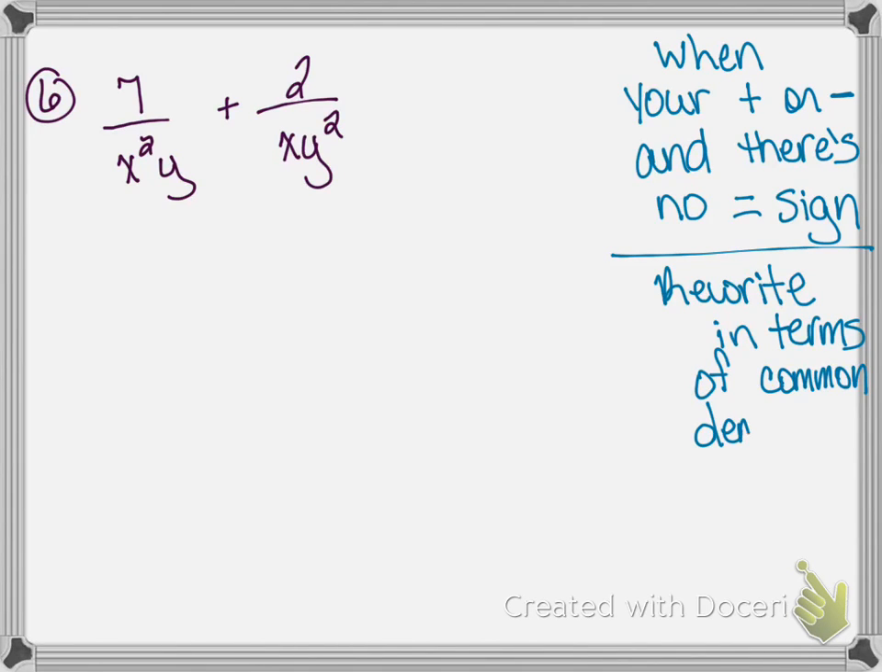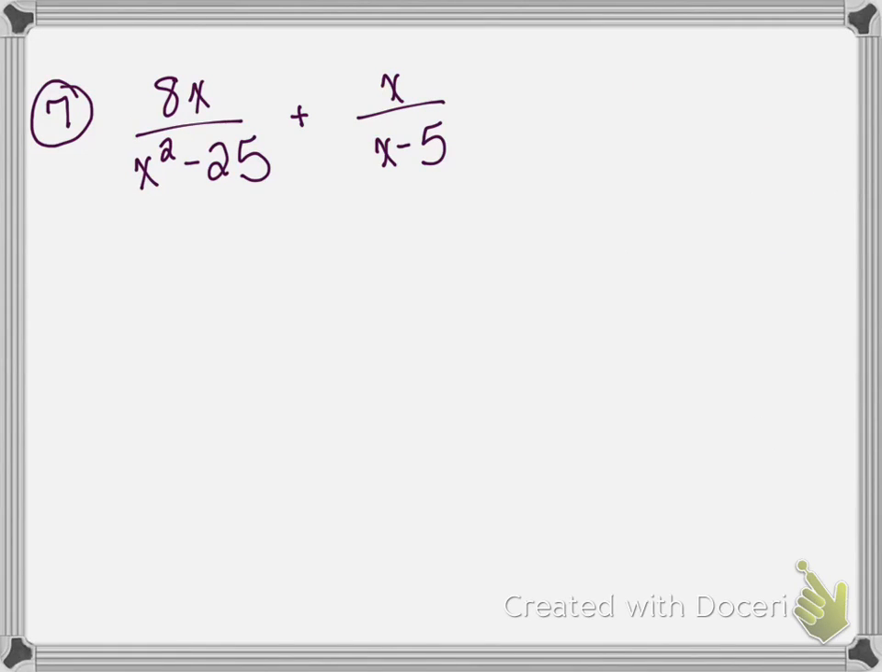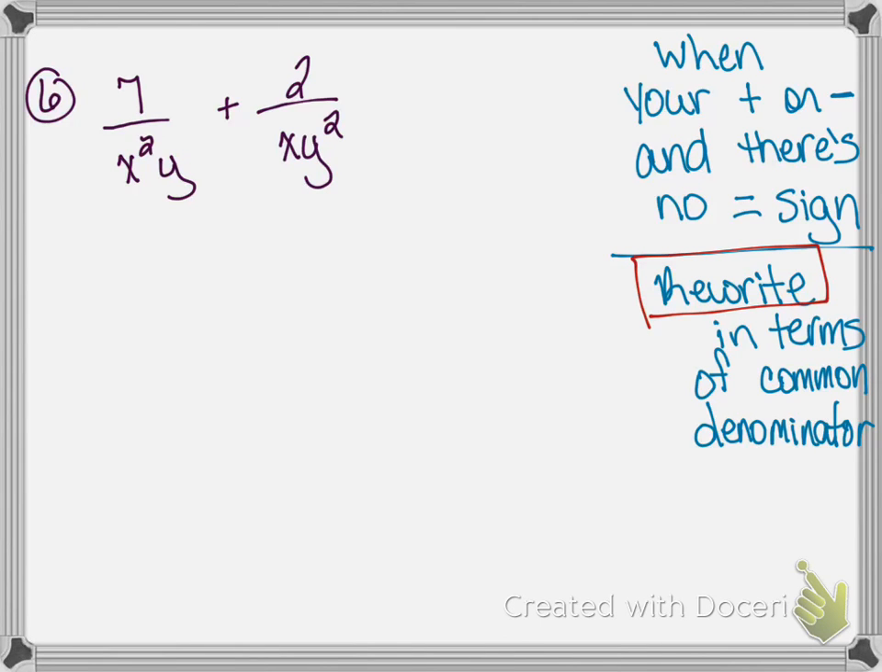Okay? So when I rewrite this, I'm going to have a numerator and I'm going to have a denominator. I am rewriting it. That's the key word right there. I am rewriting it in terms of a common denominator. That is because I do not have an equal sign. That's going to be true for this one and this one. I do not have an equal sign. Okay? So, let's go ahead and do this.